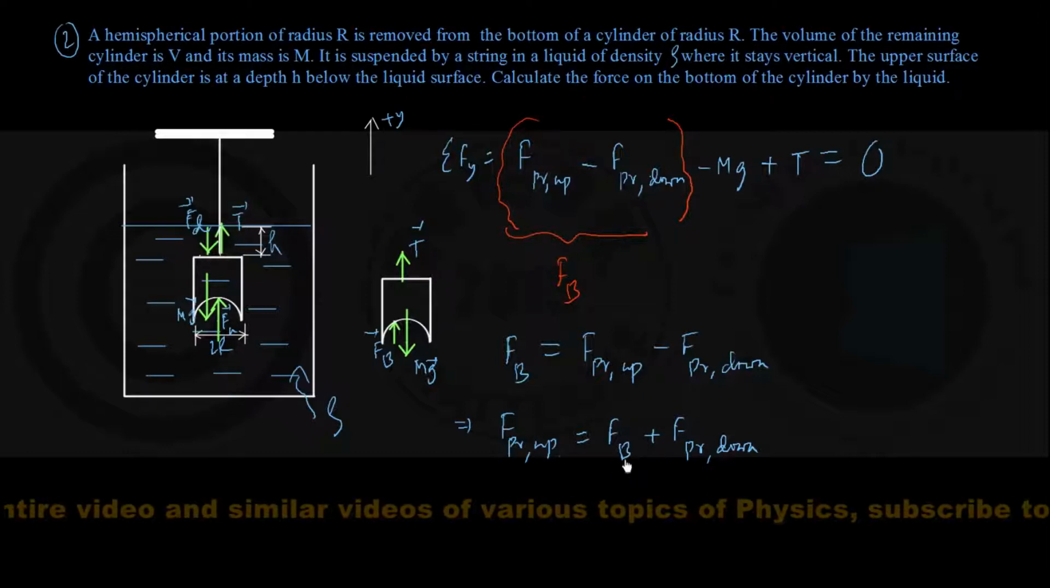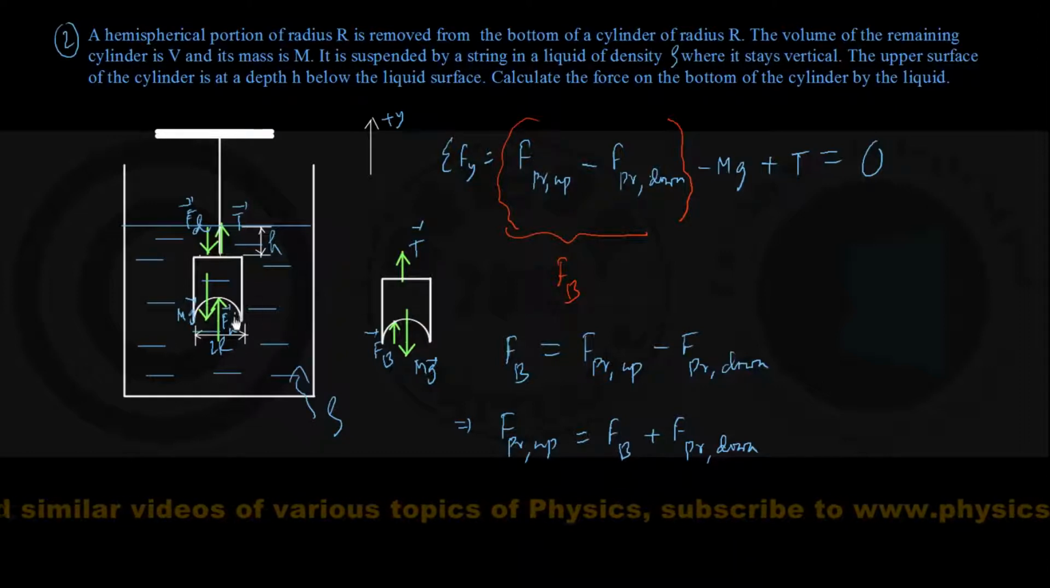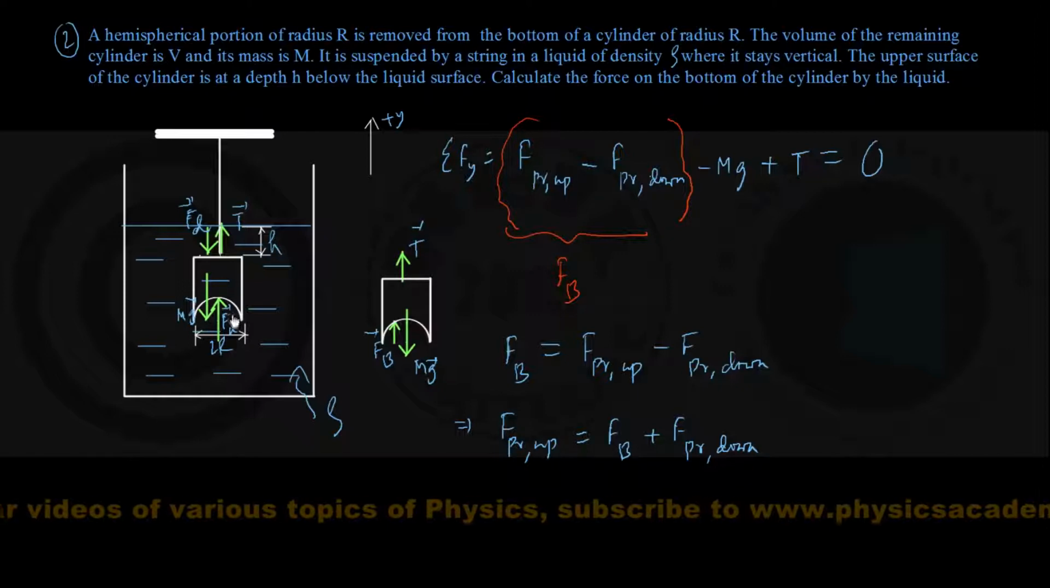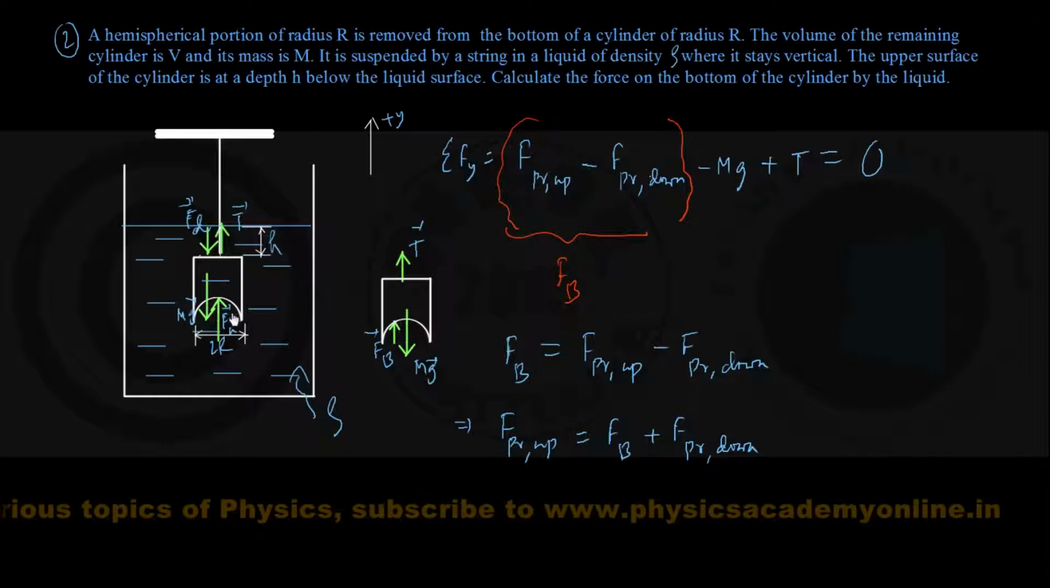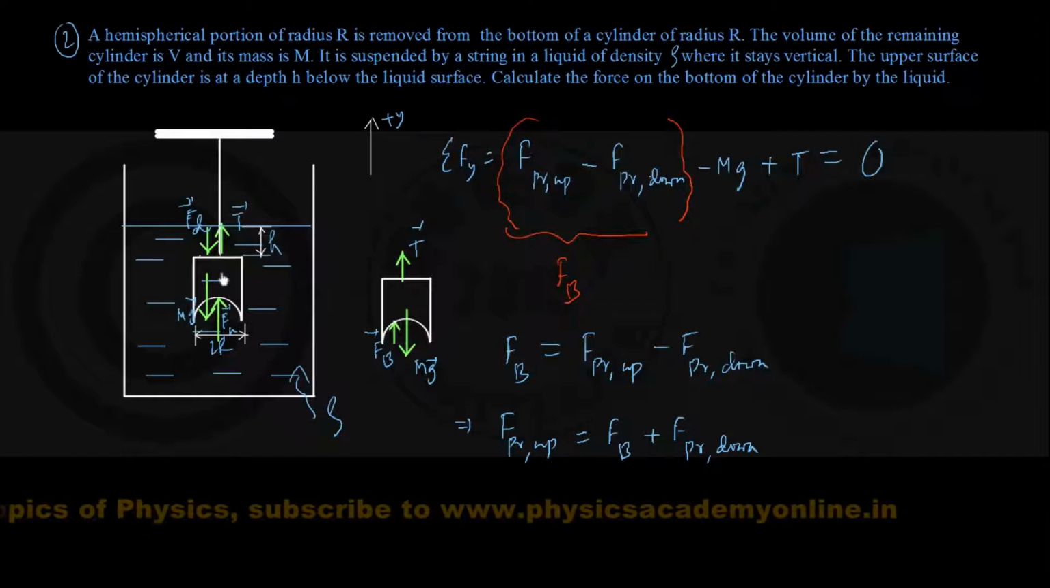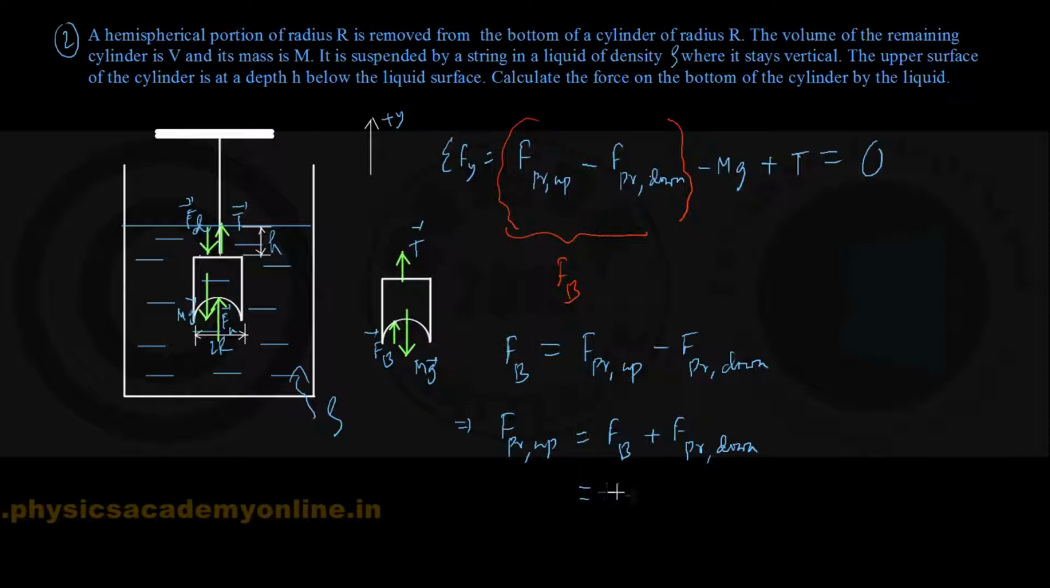So at this moment, let us recall Archimedes' principle, which says that the buoyant force acting on an immersed body has the same magnitude as the force of gravity acting on the displaced liquid. Since volume of this cylindrical part has been mentioned to be capital V, this V is also the volume of the displaced liquid. And since density of the liquid is given to be rho, we understand this buoyant force acting on this body is given by the displaced volume of liquid V into density of liquid rho into the free fall acceleration.